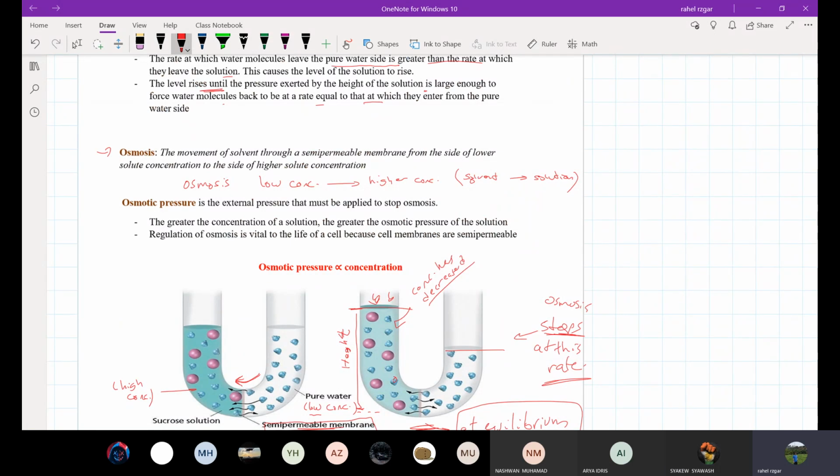At this point, what do we call that pressure? The pressure is osmotic pressure. So the pressure applied by the height of this solution to stop the osmosis, there will not be any more osmosis. We call it osmotic pressure. So it's the external pressure that must be applied to stop osmosis. What is that external pressure? The pressure that comes from the height.